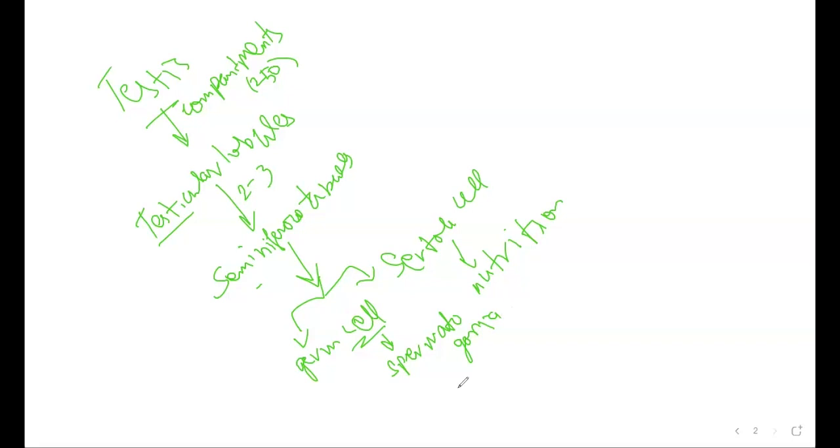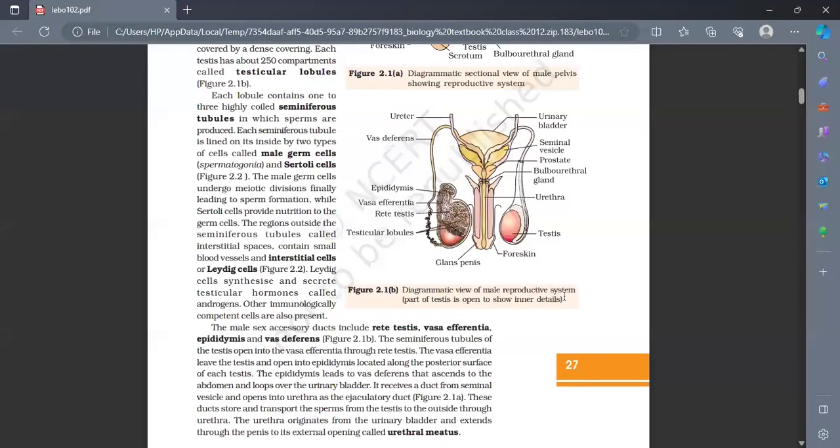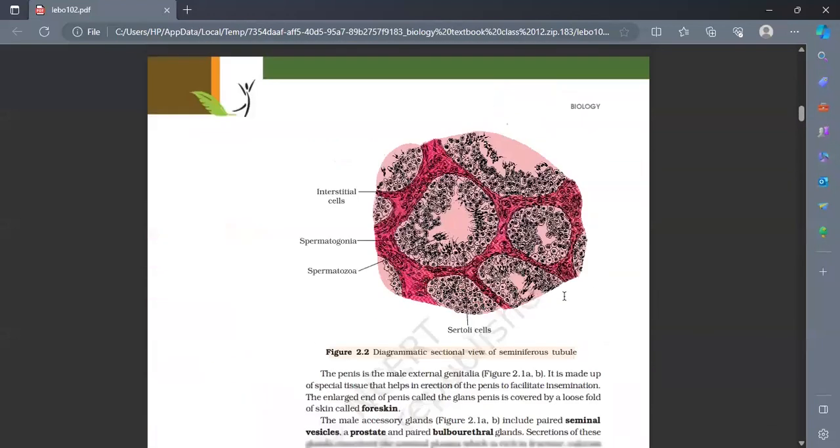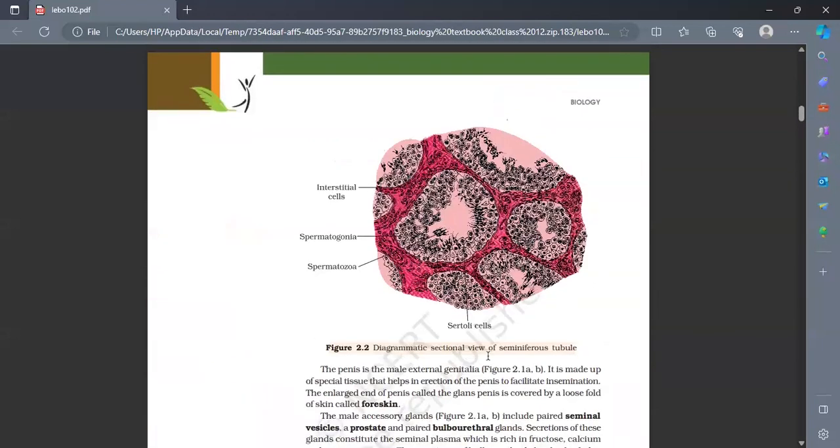Let us get back to the diagram part. If you look at this structure, it is very clearly shown in this diagram. This is the sectional view of a seminiferous tubule. 2 to 3 such seminiferous tubules are present inside each testicular lobule. Within these regions, the spermatogonia and spermatozoa are present. These are the male germ cells in the making. Surrounding these cells, you find one more type of cell, known as the Sertoli cell.